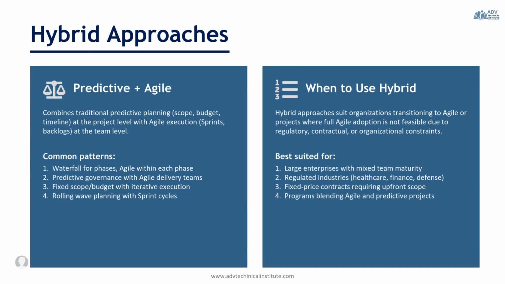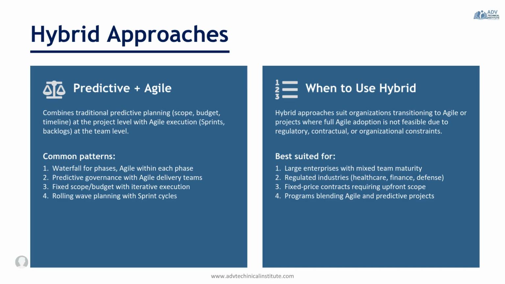Before I end this presentation, I did want to touch base on hybrid. Not every organization is ready for a fully agile approach, and not every project can be managed using a traditional predictive methodology. This is where hybrid approaches come in. A hybrid approach combines elements of both predictive and agile project management. Typically, high-level planning, such as your scope, your budget, your governance, and major milestones, is managed using predictive practices, while teams execute and deliver work using agile methods such as sprints, backlogs, and iterative delivery.